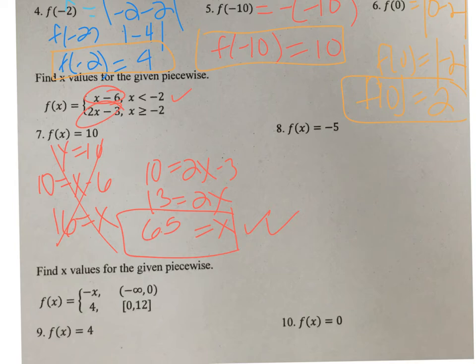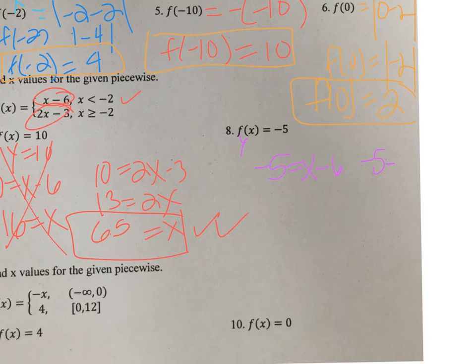So let's try the other one. F of x equals negative 5. Remember, that just means y. Y is negative 5. That's the answer to my equation. So I'm going to try both of them. Negative 5 equals x minus 6, and negative 5 equals 2x minus 3.